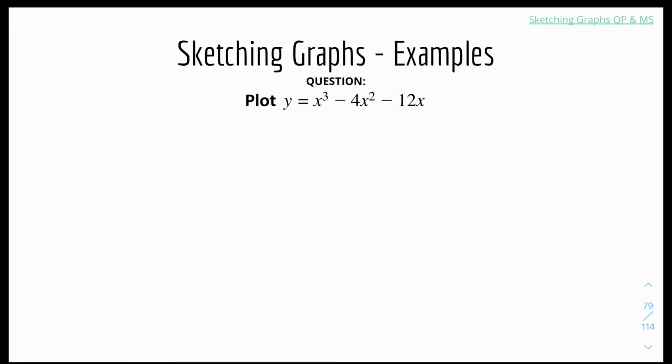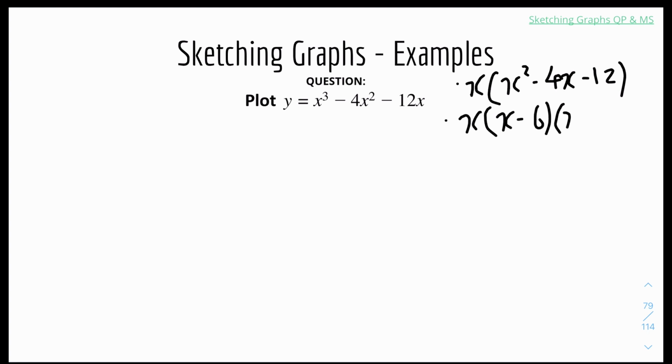And lastly, we have this sketching graph. Plot y equals x cubed minus 4x squared minus 12x. So number one, you factorize this. You can just factorize x out of everything. So it will be x squared minus 4x minus 12. And this can be further broken down into x minus 6 and x plus 2 equals 0. Therefore, the roots are x equals 0, x equals 6, and x equals minus 2.